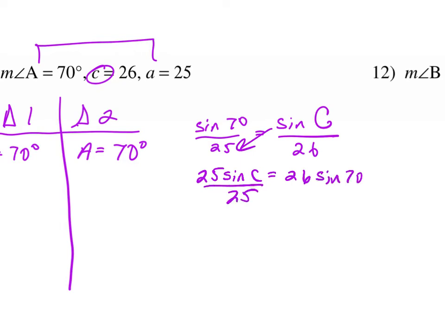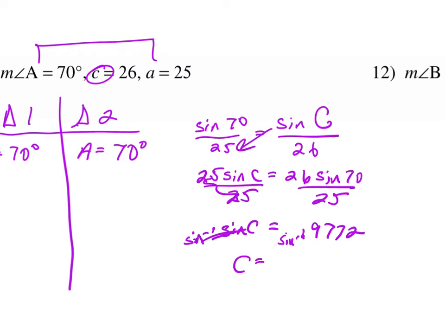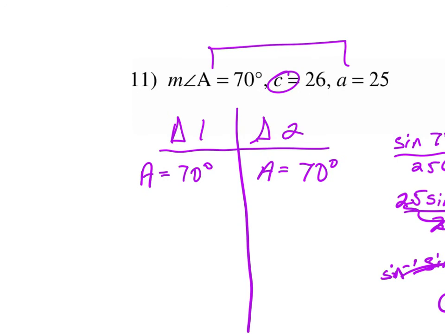One second. Hang on. All right, so I get sine C equals 26 times the sine of 70 divided by 25, which gives me 0.9772. All right, so I have to do sine inverse in my calculator, and I get that angle C is 77.8 degrees. So angle C is 77.8 degrees.